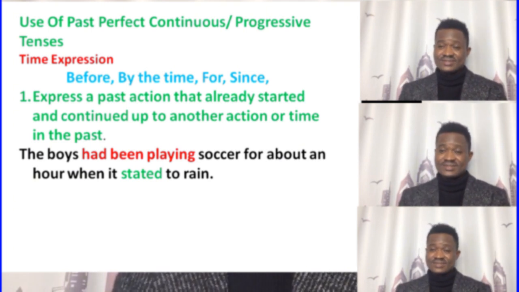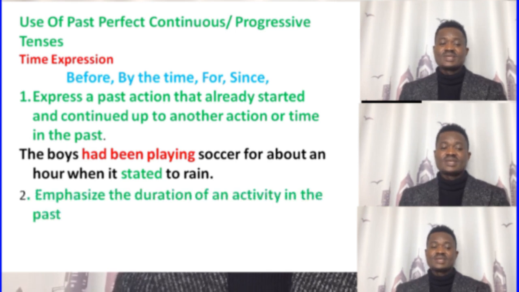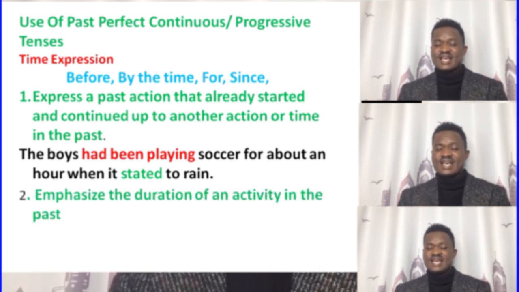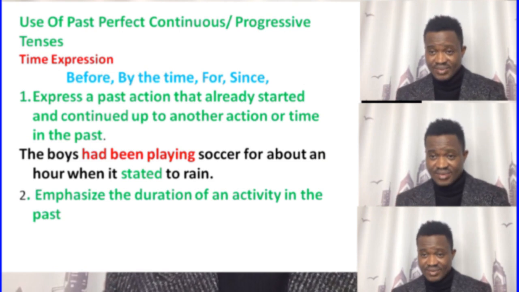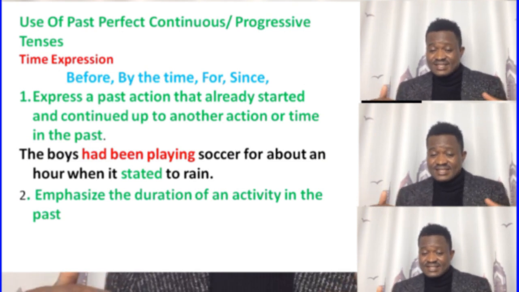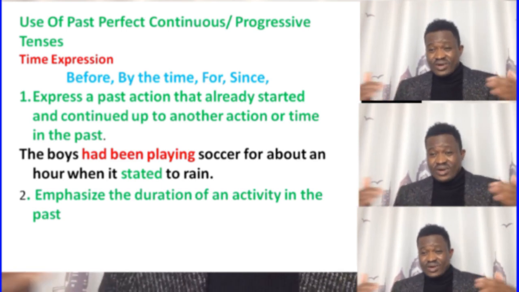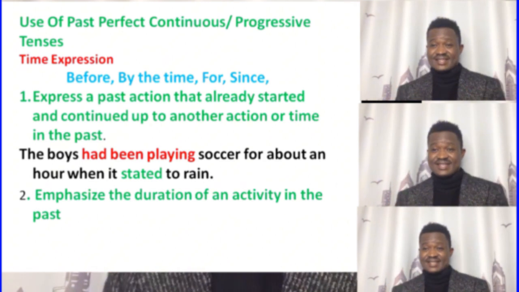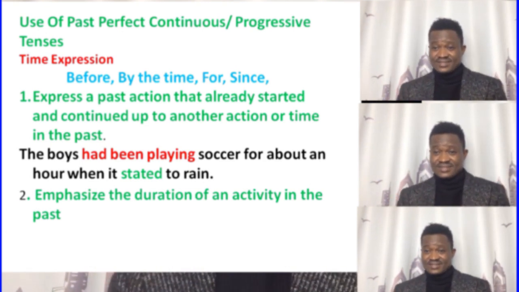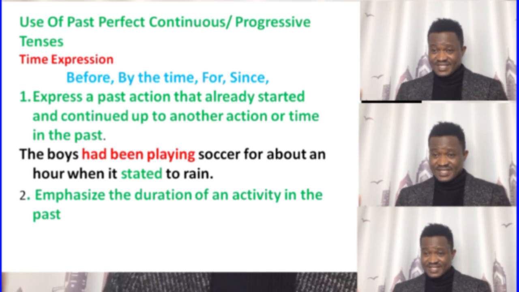Alright, okay, let's go to the second one, guys. The second one talks about emphasizing the duration of activity in the past. So, activities that were going on in the past, to emphasize the duration.